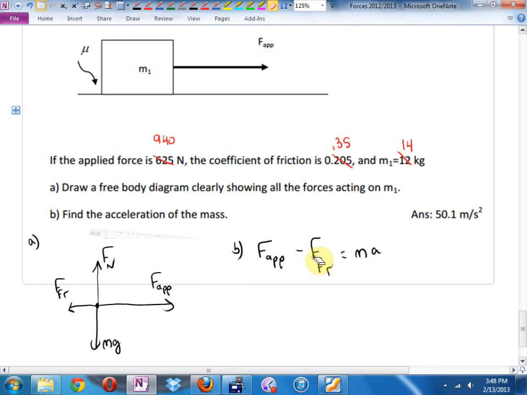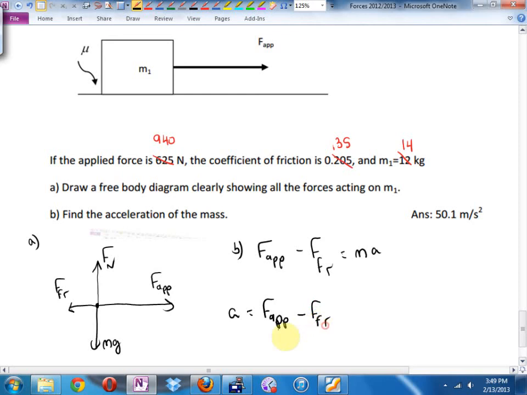Here, though, in part B, what are they asking me to find? Acceleration. Okay, how to get the a by itself, and don't just say, he's learning. I thought I was. Again, I'm going to divide by what? Divide by the mass. So acceleration is going to be the applied force minus friction, divided by the mass. Let's start to plug in numbers. Applied force, 940 in my made-up example, minus, now friction.